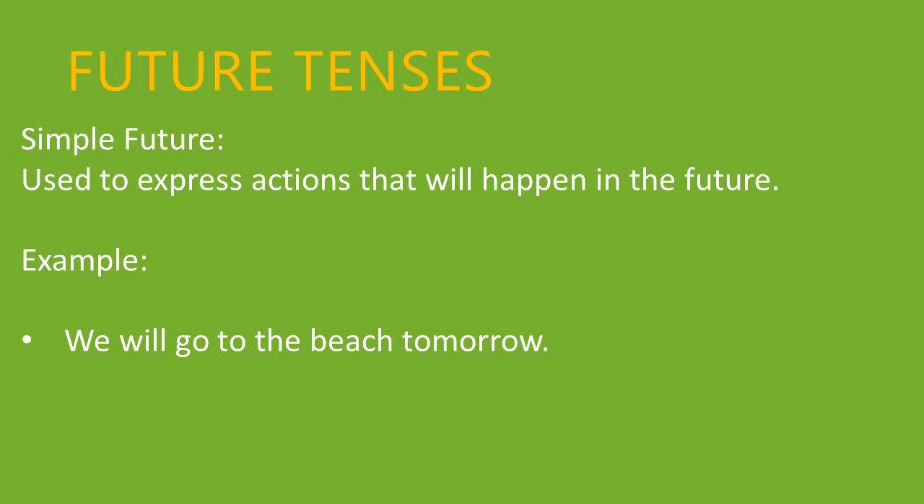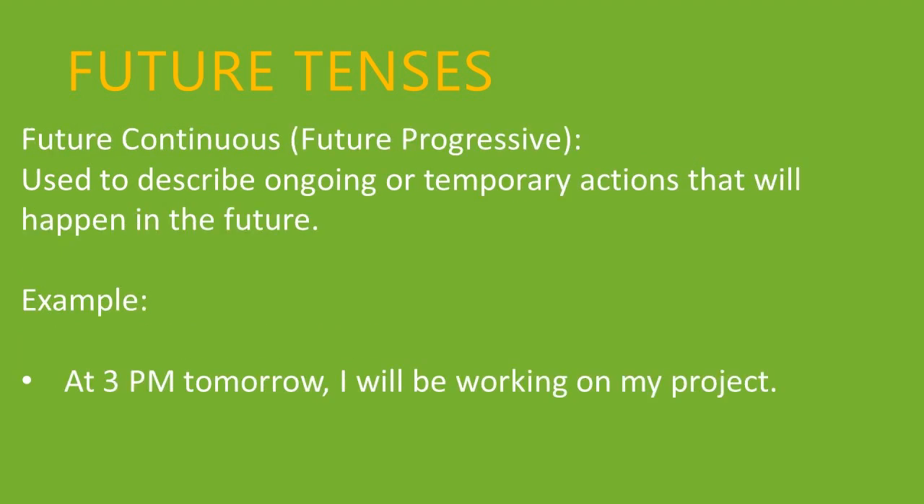Future tenses. Simple future. Used to express actions that will happen in the future. We will go to the beach tomorrow. Future continuous, or future progressive. Used to describe ongoing or temporary actions that will happen in the future. At 3 p.m. tomorrow, I will be working on my project.